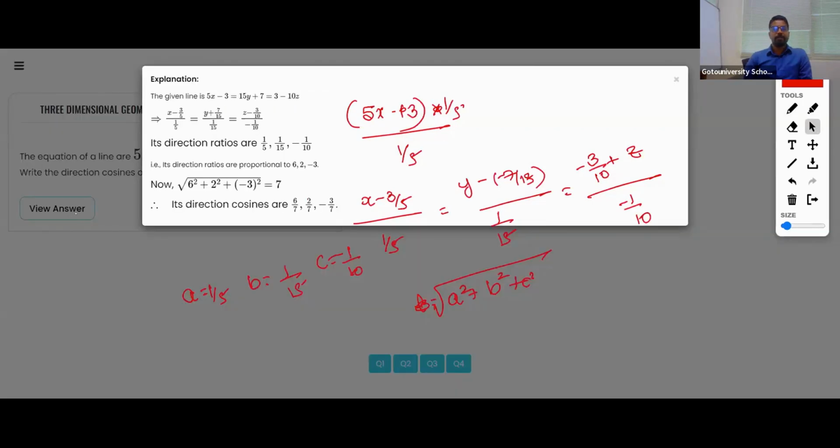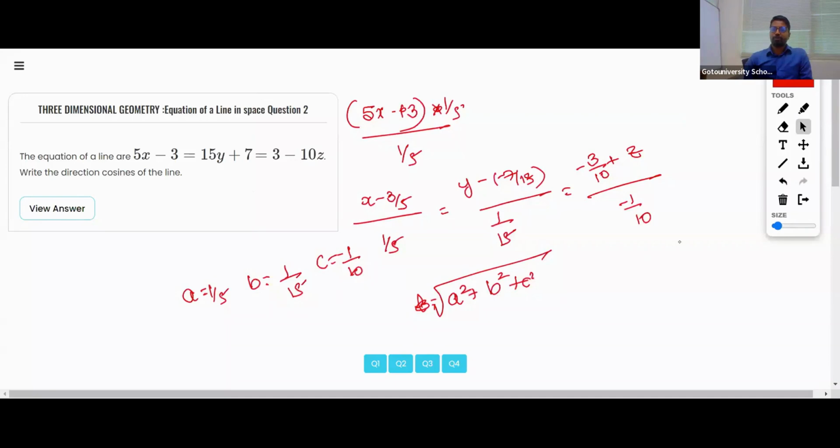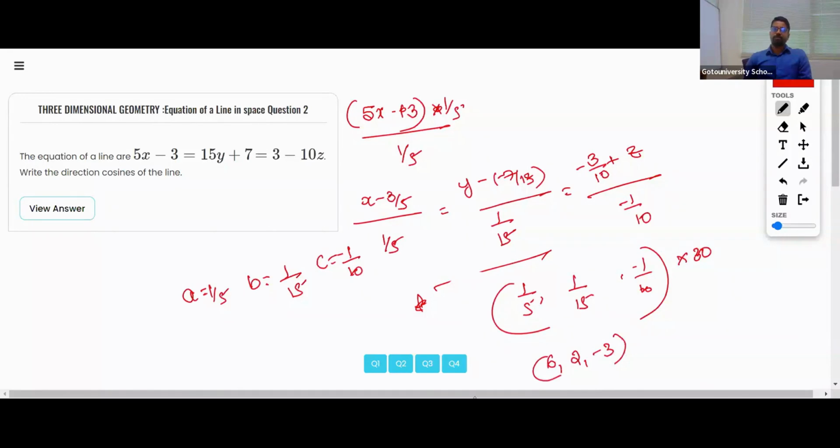Please check this part. Okay, we can simplify this ratio further because we want a corresponding ratio only, right? If you want to find the corresponding ratio, we don't have to keep it in fraction. We can further multiply by the LCM and keep the value. So what we have got is 1 by 5, 1 by 15, and then minus 1 by 10. Multiply by the LCM. What is the LCM? Because we cannot have a fraction in the denominator. So the LCM will be 30. So what we get is 6, comma 2, comma minus 3. So this is our direction ratio. A is equal to 6, B is equal to 2, and C is equal to minus 3.